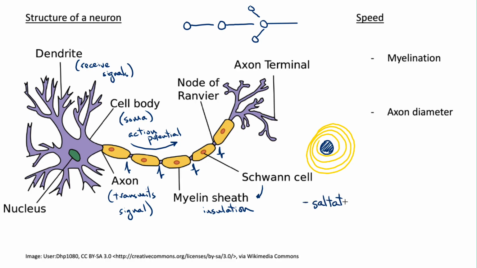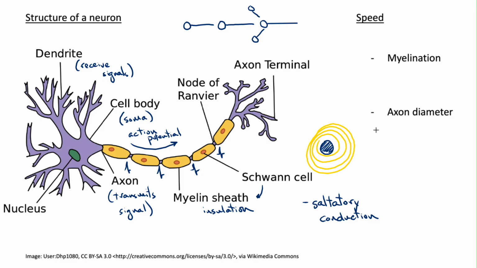Saltatory means jumping in the same way that sauter in French means to jump, or somersault. It has to do with flipping. So saltatory conduction is the term that we use for this jumping manner of transmission from one node of Ranvier to the next. So myelination is one way that the speed of action potentials is increased.